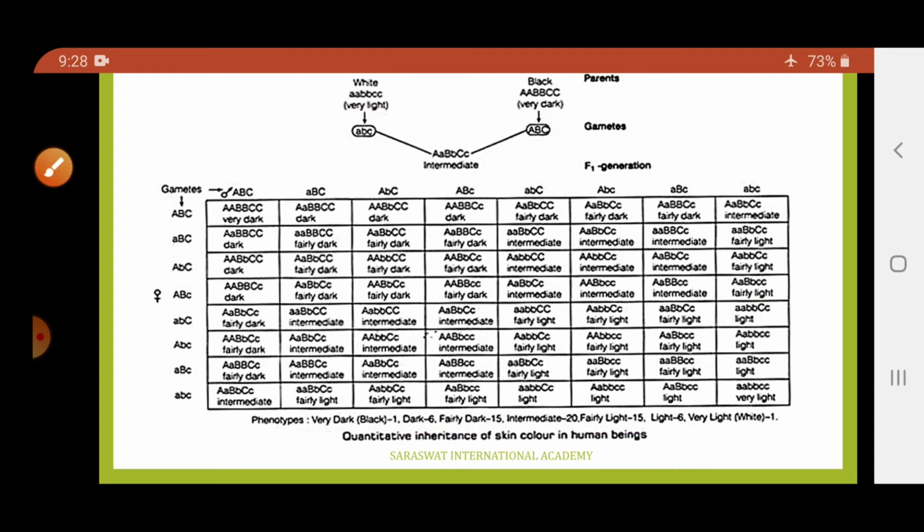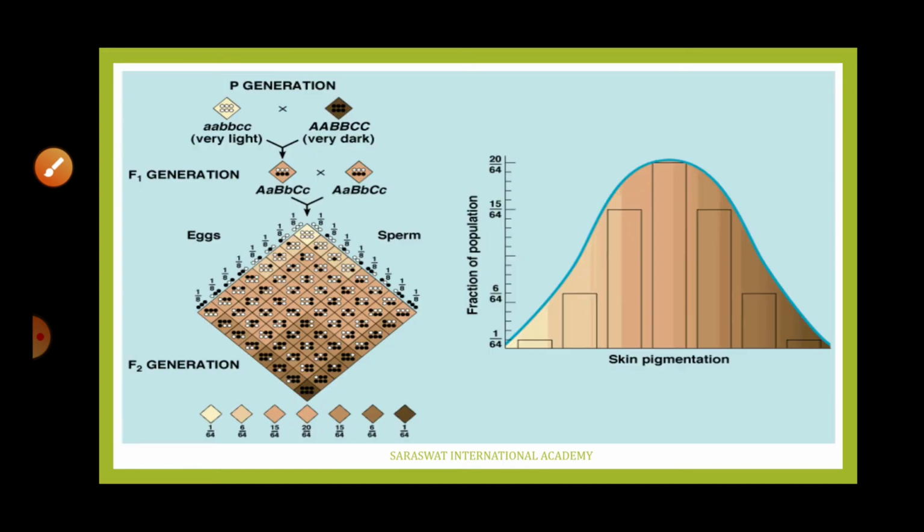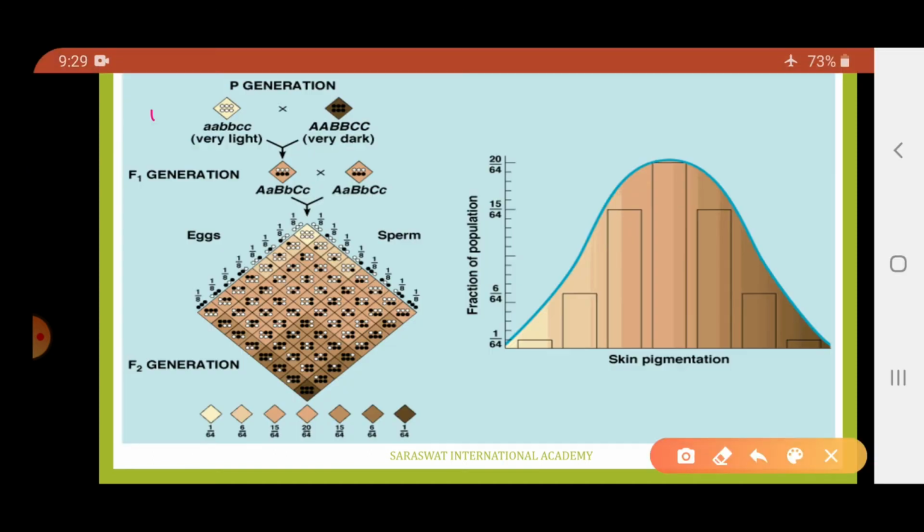Now students, again we have one chart here. So here you can see very light. These circles indicate the pigment. Here you can see there are 6 genes which indicates that they produce no pigment. And this particular genotype is the genotype of the very dark person, where all 6 genes are shaded with black color. It indicates the amount of melanin that they produce.